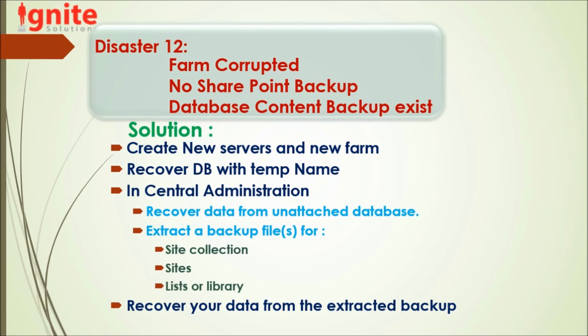First, go to your SQL Server and recover your content database with a temporary name. Okay, then go to the central administration and restore data from that temporary database, which we call this time an unattached database. It means it is not connected to any SharePoint site or site collections. Through central administration you can extract backup files for a site collection, sites, lists, or libraries. Now you have SharePoint backup files. Go and recover your data from those backups. Let me show you practically.